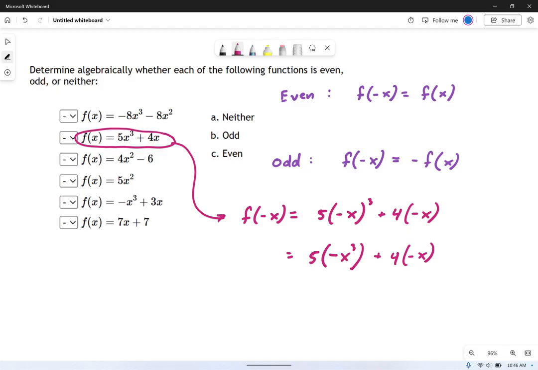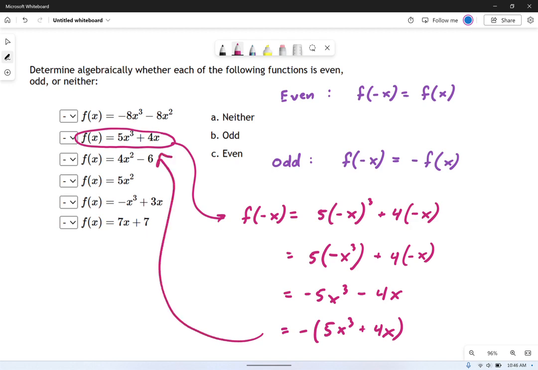And now let's bring what's inside the parentheses outside. We'll distribute the 5 multiplier. This becomes negative 5x cubed minus 4x. And if I want, for argument's sake, I can factor out a negative, right? A factor of negative 1. So this becomes negative times 5x cubed plus 4x. I'm not trying to hoodwink anyone. You hopefully see how that progression goes. Now take a look back at the original function. Do you see how the only difference between what I got in the end and the original is a negative sign times the entire thing? That means this is odd. Okay, that's an odd function.